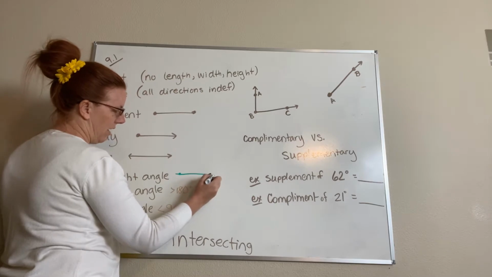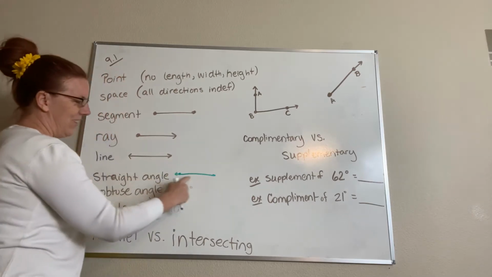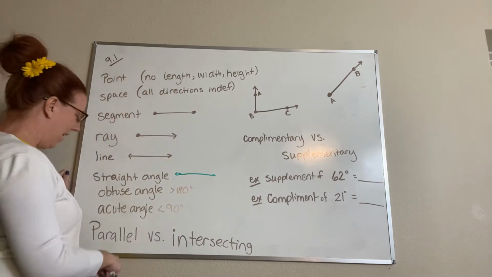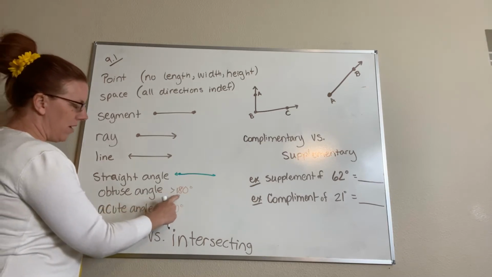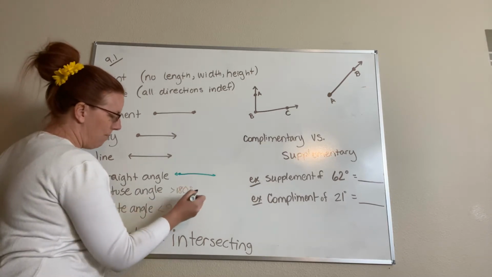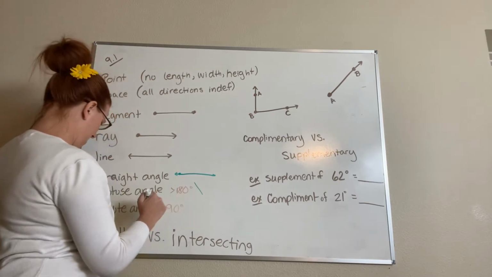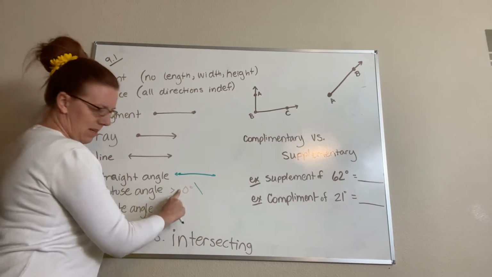Okay? A straight angle is an angle that makes a straight line. So there's a straight angle. It makes a straight line. An obtuse angle is bigger than 90 degrees.